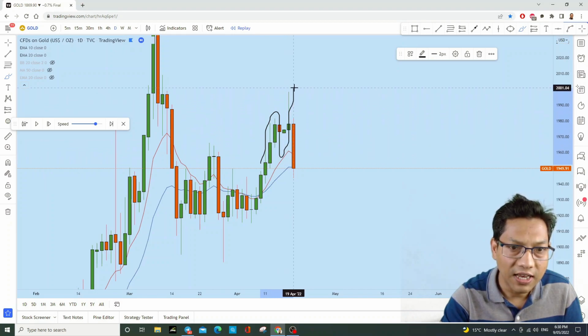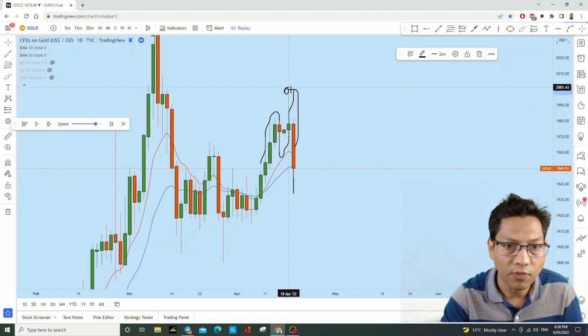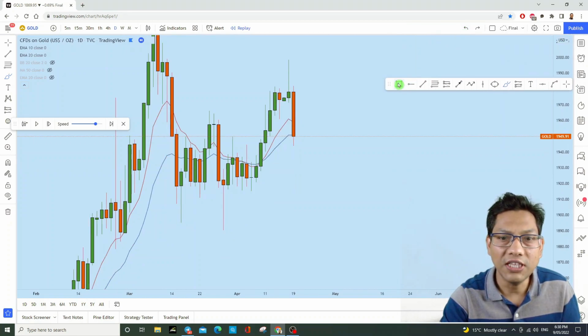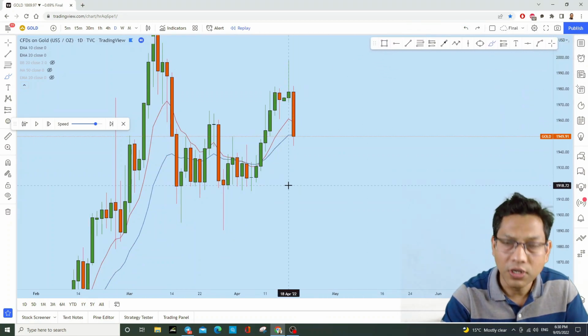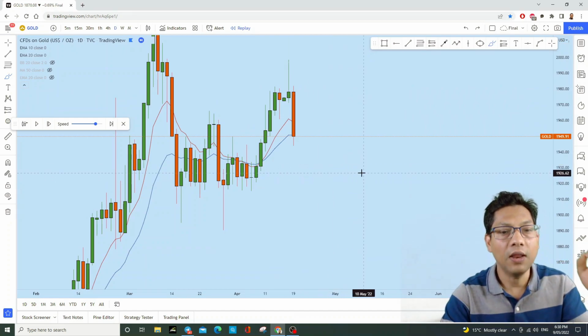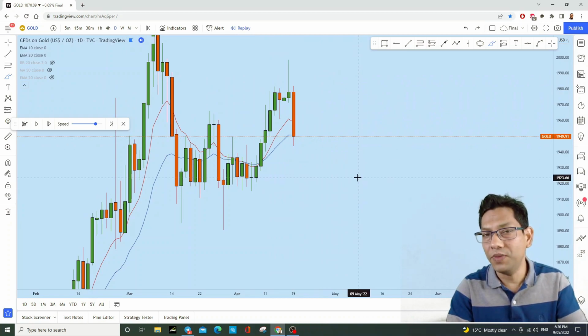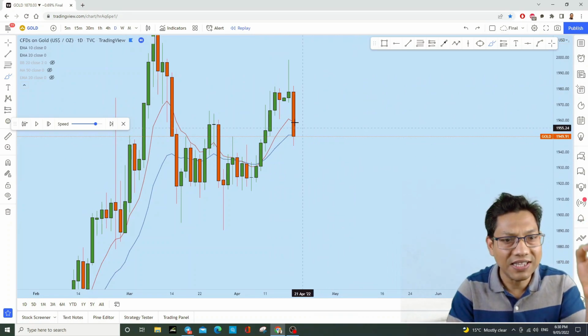Okay, it's a clearly visible double top with a rejection from the top. Now after this double top formation, what we see is that the price broke down with a bearish candle. Now where is the area of value for this double top? As we have already discussed, it's clearly seen.